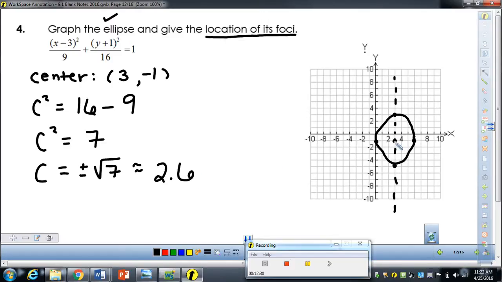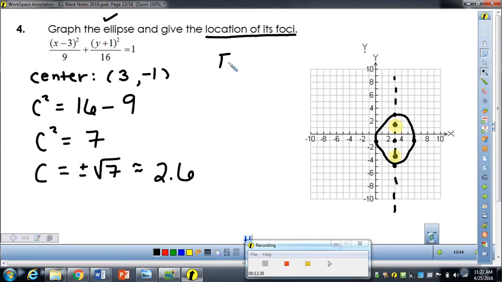So when we go over here, we're going to start at our center. It's going to be on the major axis. So we're going to move up or down. We're going to go up 2.6 spaces, so that's right about here. And then from the center, we're going to go down 2.6, so that's right about there. Let me highlight those foci points.